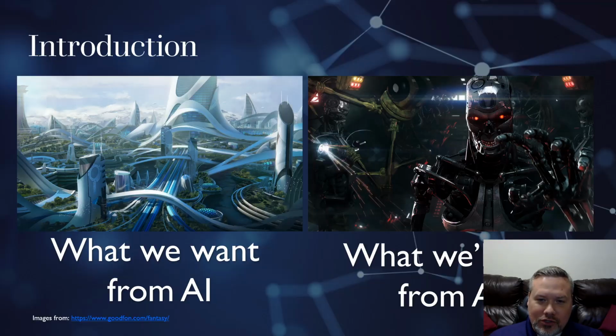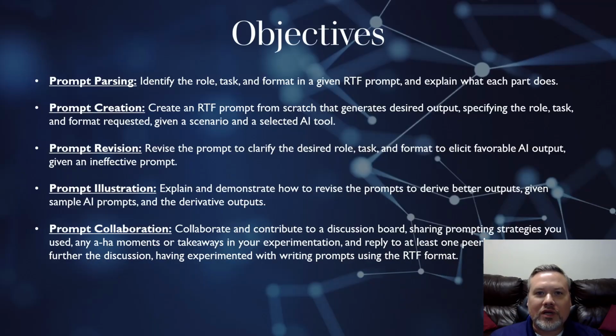But just kind of starting off, this gets us thinking about responsible ways to use AI, and that's the reason for this lesson, to coach you on how to use AI effectively. Some of the objectives that we're going to cover today, first of all, prompt parsing. We're going to identify the role, the task, and the format in an RTF prompt. We're going to explain what each of those parts does. We're going to learn how to create these prompts from scratch, generate desired output, and specify the role, the task, the format, given a scenario and a selected tool.